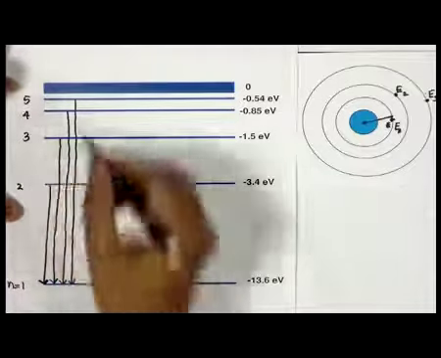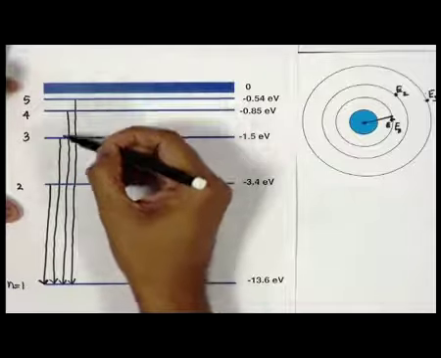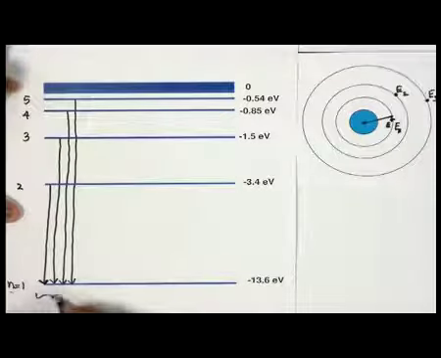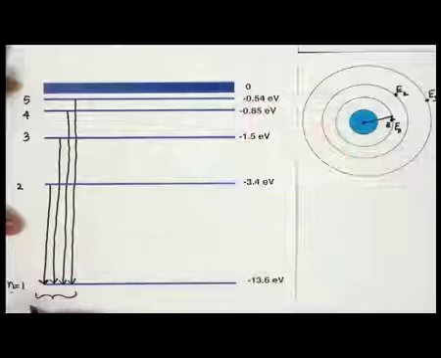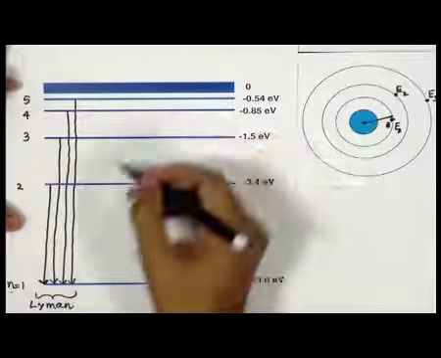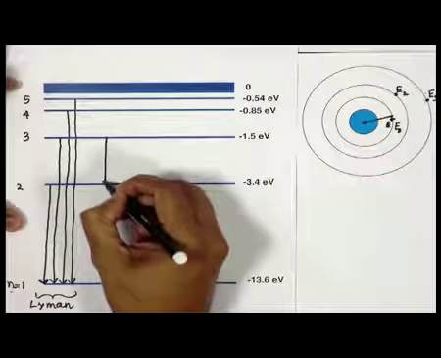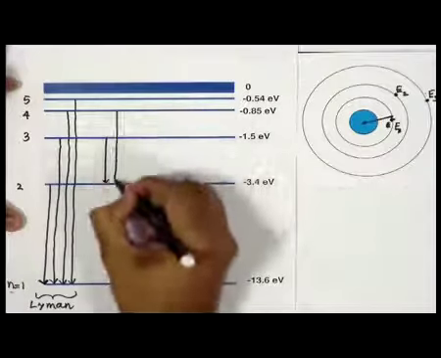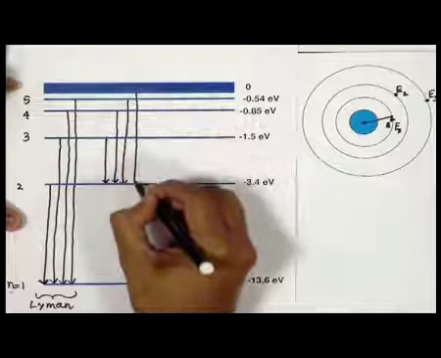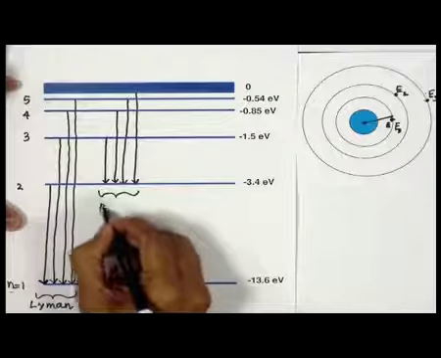In these 4 lines you will see that the initial state can be 2, 3, 4 or 5, but it is always coming down to the state n equals 1. If you calculate from these numbers, this is what we know as the Lyman series. In a similar way, if the electron was in the third state and comes back to the second state, or from 4 to the second state, or fifth state to second state, or sixth state to second state, these lines all represent the Balmer series.